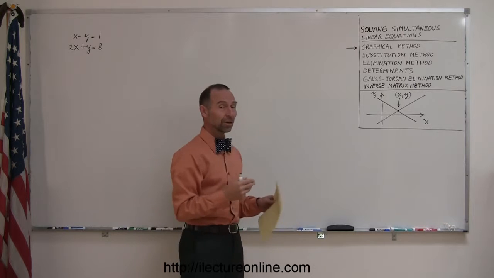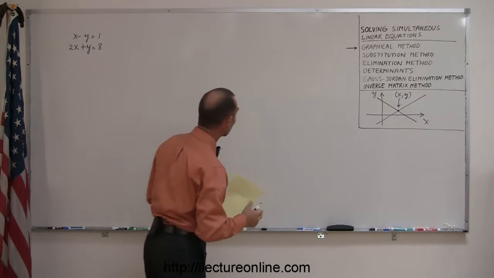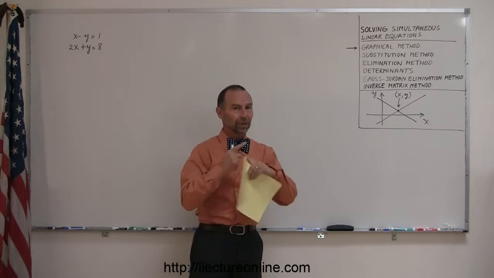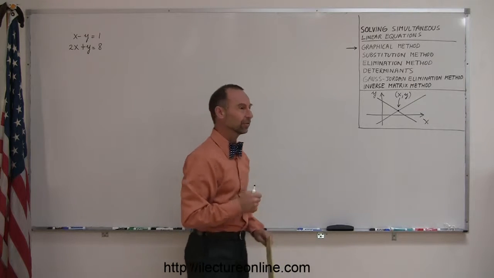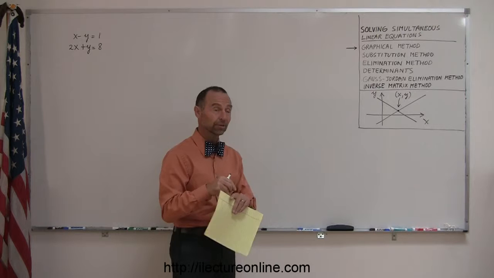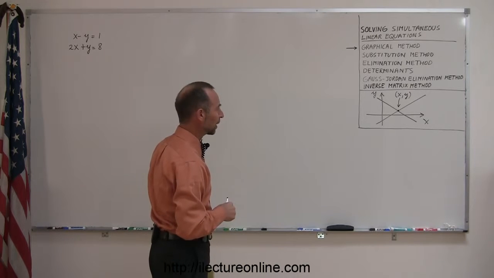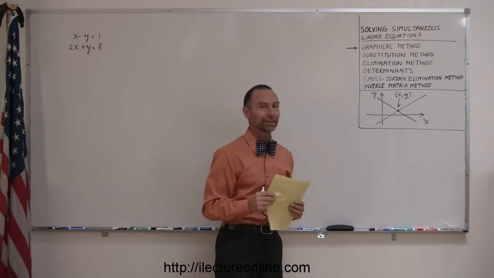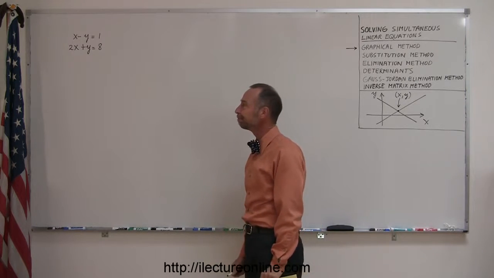So the whole thing that we're trying to do here is to take 2 equations, and here's an example of 2 equations, and find the place where they cross and find the x and the y coordinate of that particular point. All right, so let's go ahead. We'll go through each one of these methods, and we'll start off with the graphical method.